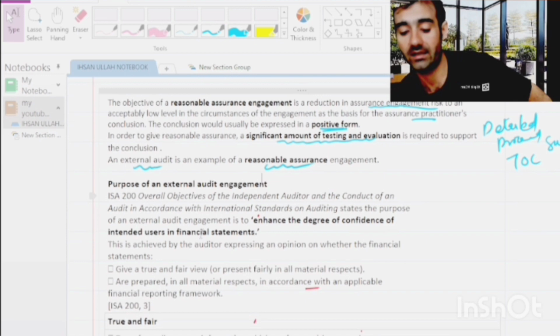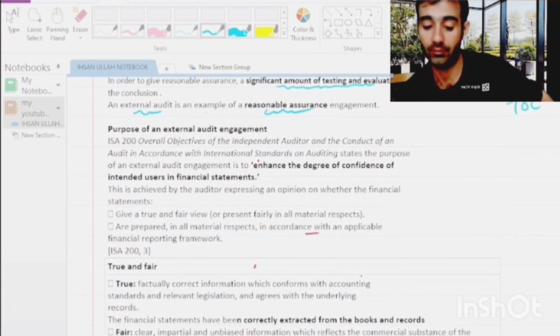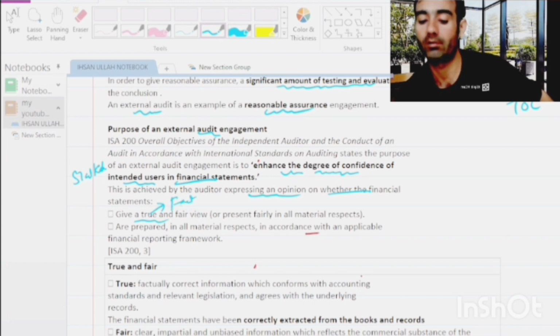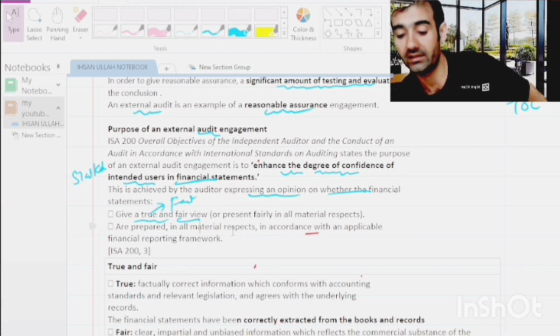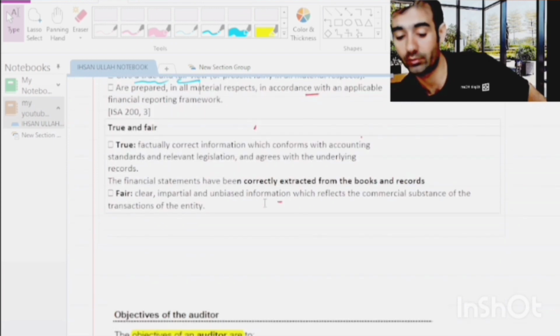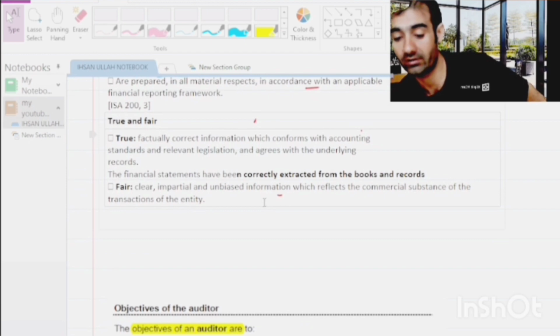Okay, let me discuss the purpose of external audit engagement with you guys. The purpose of the external audit is to enhance the degree of confidence of the intended users, the stakeholders or the shareholders, in the financial statements. This is achieved by expressing an opinion about whether the financial statements give a true and fair view. About true, I told you that it means what is expressed or presented in the financial statements is actually present, and fair means unbiased. So it means presented fairly in all material respects and appropriate in all material respects in accordance with the applicable financial reporting framework. True means factually correct information which conforms with accounting standards and relevant legislation and agrees with underlying records. The financial statements have been correctly extracted, meaning the accounts are accurate and have been extracted accurately from the books and records. So this is the thing we have.